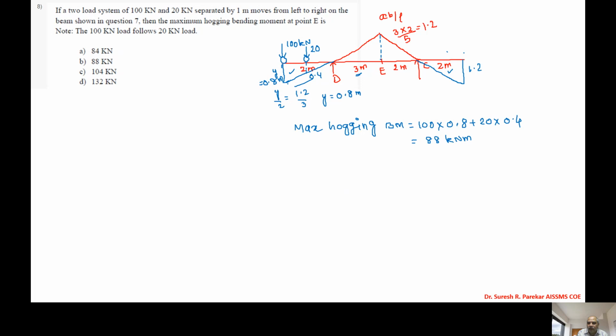Now if we put it over here, then we have 20 here and 100 here, because we have 100 followed by 20, and this is 0.4. Then, sorry, this is 1.2, this is 0.6. So if we consider this one, then we have 100 into 0.6 plus 20 into 1.2, and we will get 60 plus 24, 84 kilonewton meter. So we have the larger value, that is 88 kilonewton meter hogging. So we have option B, and it should be kilonewton meter.